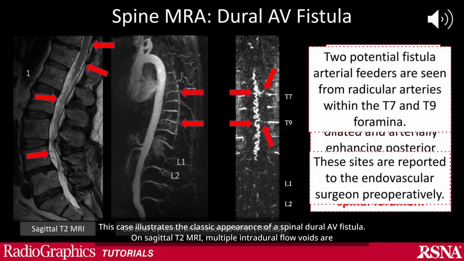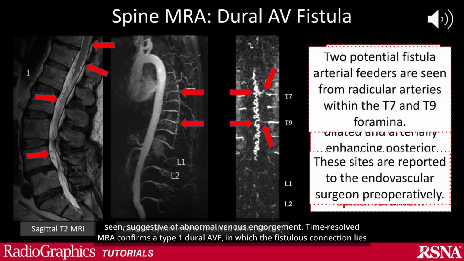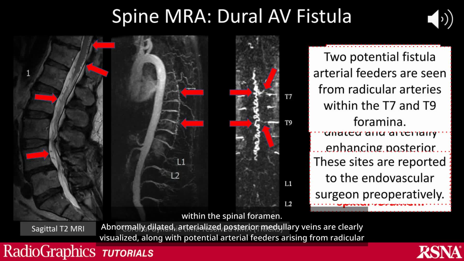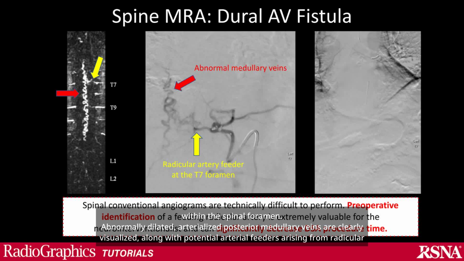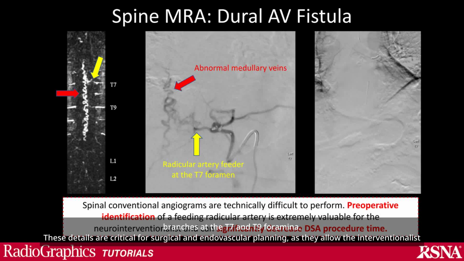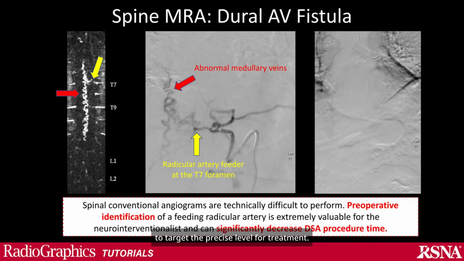This case illustrates the classic appearance of a spinal dural AV fistula. On sagittal T2 MRI, multiple intradural flow voids are seen, suggestive of abnormal venous engorgement. Time-resolved MRA confirms a type 1 dural AVF, in which the fistulous connection lies within the spinal foramen. Abnormally dilated, arterialized posterior medullary veins are clearly visualized, along with potential arterial feeders arising from radicular branches at the T7 and T9 foramina. These details are critical for surgical and endovascular planning, as they allow the interventionalist to target the precise level for treatment.